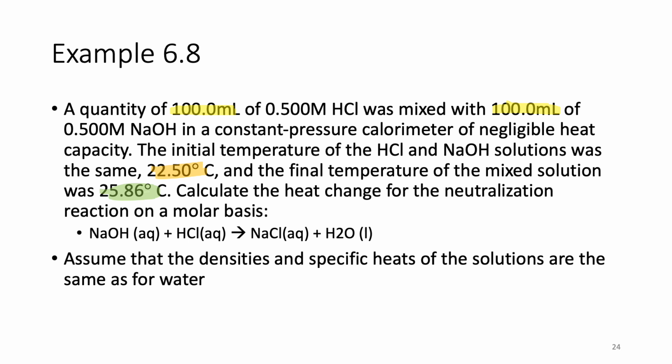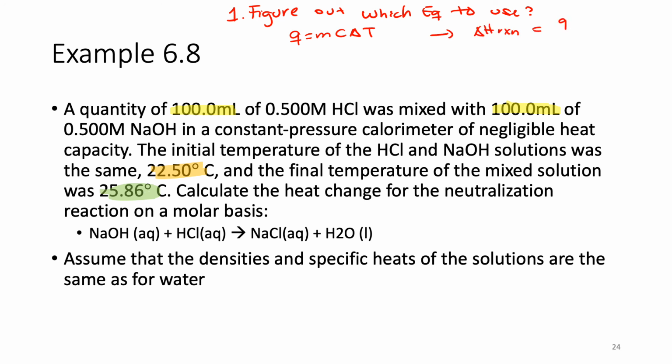So the strategy for this is 1, figure out which equation to use. So I'm going to use Q equals MC delta T, and then I'm going to use delta H of reaction. It's going to be Q of reaction divided by mole. Then 2, I have to figure out mass. Figure out mass of solution. So in this case, I have 100 mils of acid and 100 mils of base. I have 200 milliliters of solution. Because it's telling me that I have the same density as water, I can make the assumption that I have 200 grams of water.